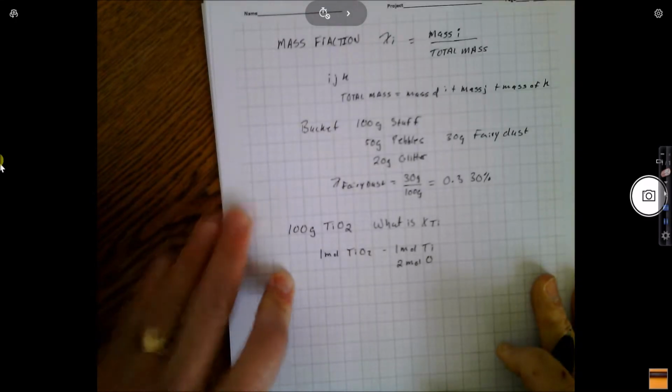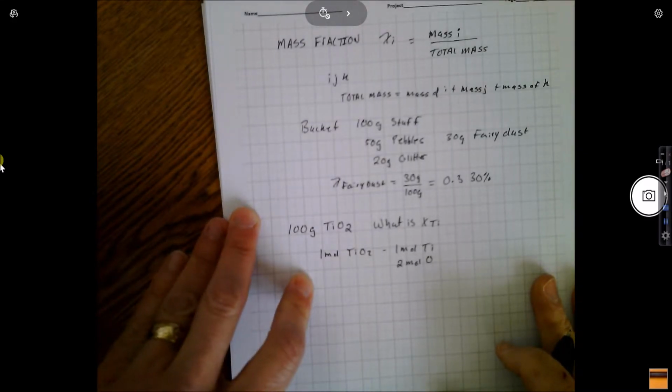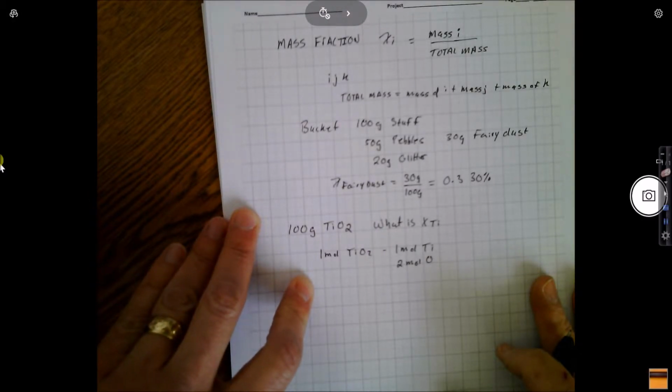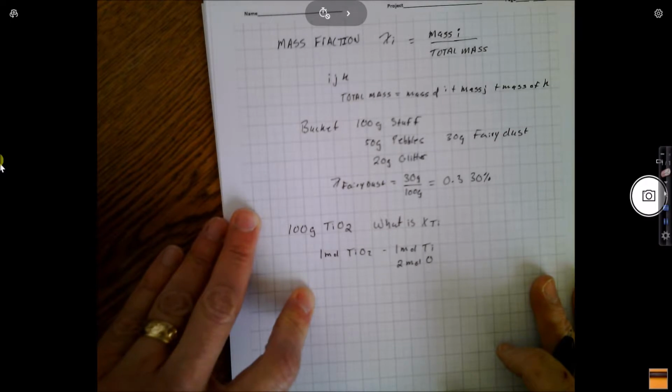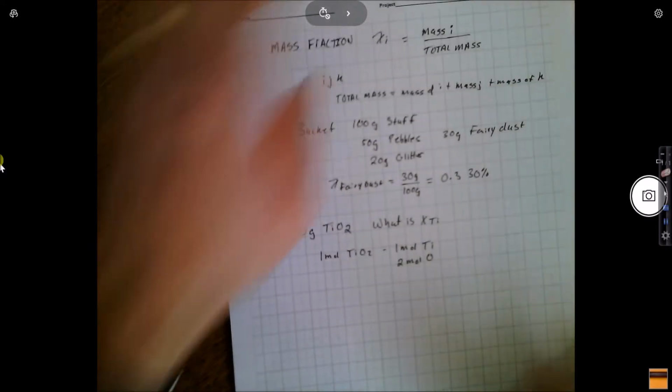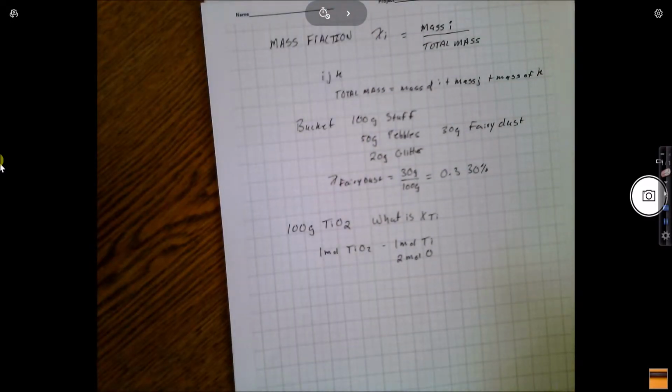Okay, so we want to know what the mass fraction of titanium is. We already know what the mole fraction is. There's a 1-to-2 mole ratio there, so there's a total of 3 moles. So the mole fraction of titanium is 1 divided by 3. And maybe I will do another example of that.